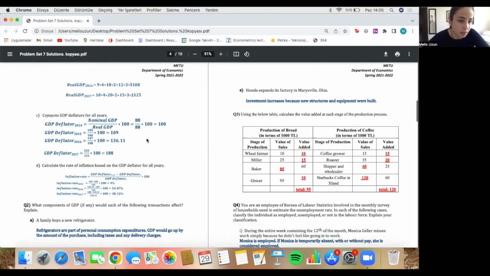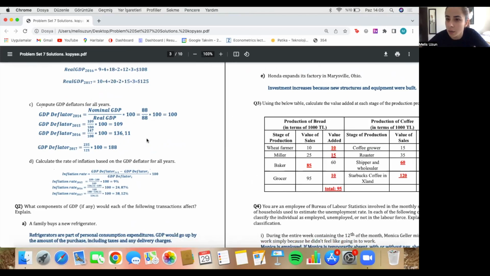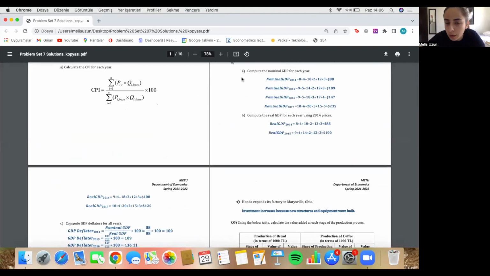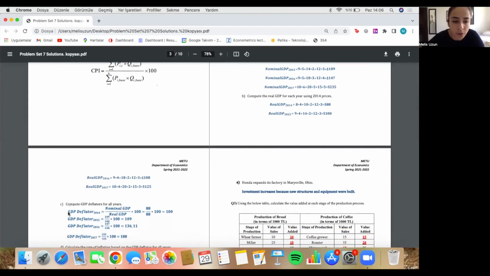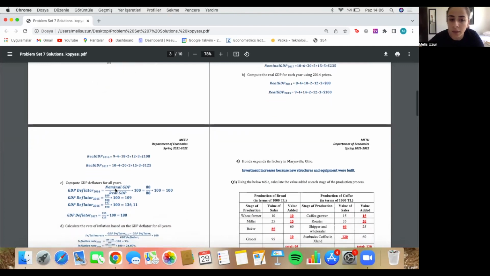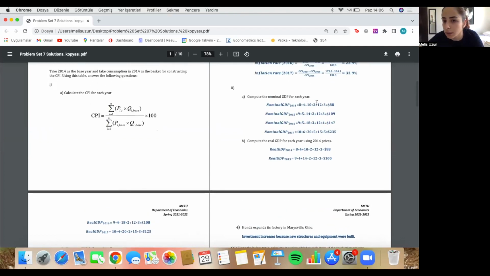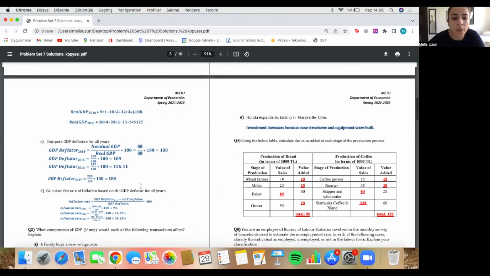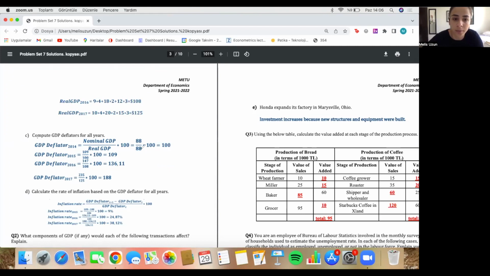It asks us in the C part to compute the GDP deflators for all years. So how do we calculate the GDP deflator? We divide nominal GDP by real GDP and multiply by 100. So in part A, we found nominal GDPs for these years, and if we want to calculate the GDP deflator for 2014, we need nominal GDP in 2014 and real GDP for 2014. So we found that nominal GDP in 2014 is $88, and real GDP for 2014 is again the same, $88. So we will divide 88 by 88 and multiply with 100. So we will find out 100.